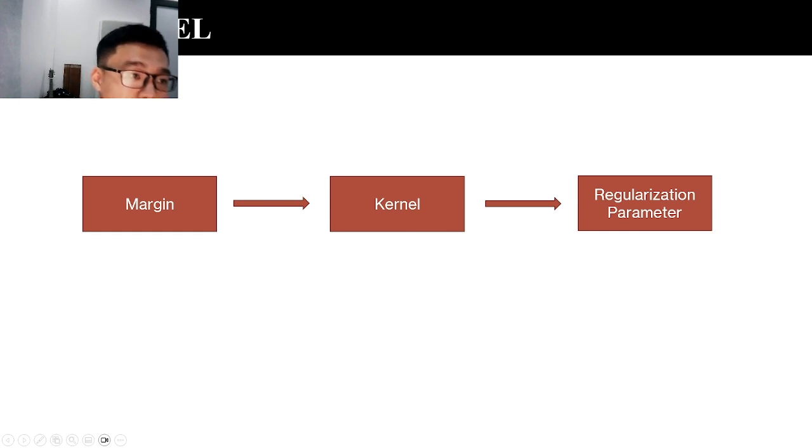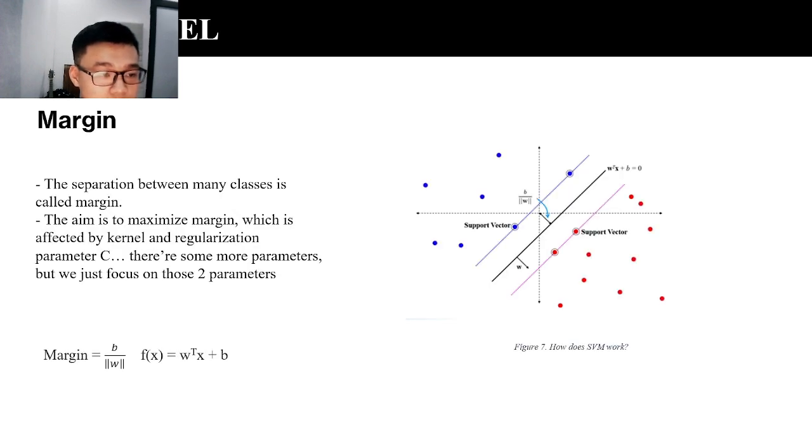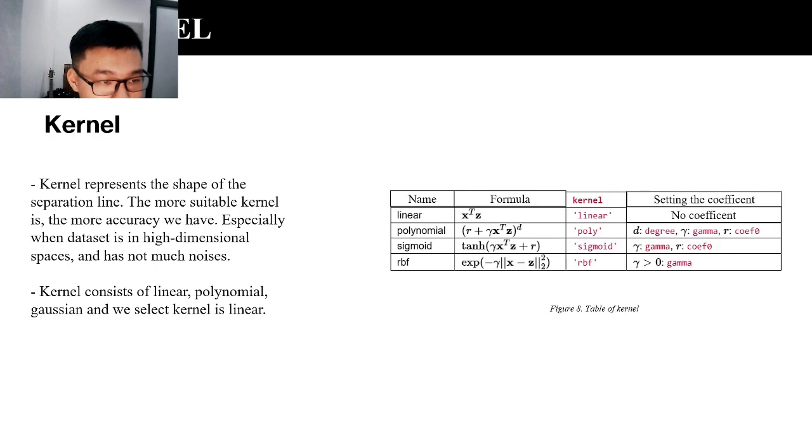Now let's explain the SVM model. It has three important parameters: margin, kernel, and regularization parameter. The margin is the separation between classes. This is the margin formula. Next, the kernel represents the shape of the separation line. The more suitable the kernel is, the more accurate we are. And this is the formula.